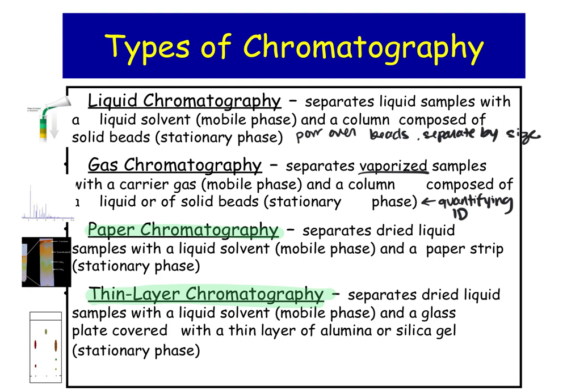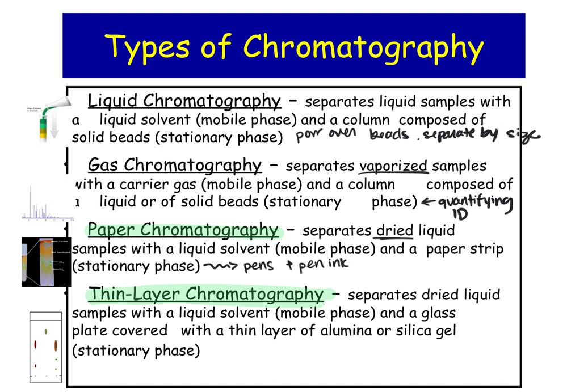Paper chromatography and thin layer chromatography are also very helpful to us in science. So paper chromatography is separating a dried liquid sample, and it's done on a paper strip, and then a solvent runs through that paper strip. So we will be doing this with pens. So we'll be using pens and pen ink and trying to separate it into all the different pigments.